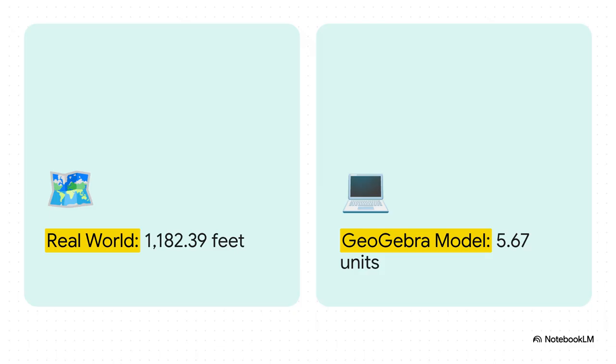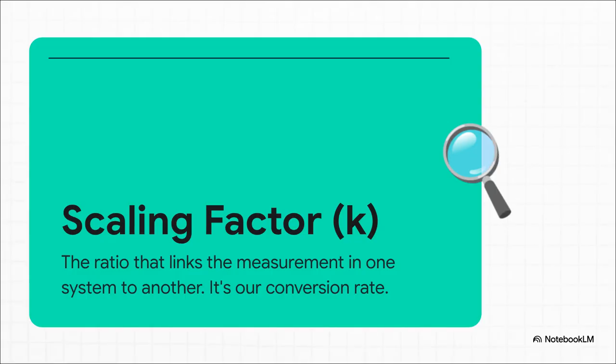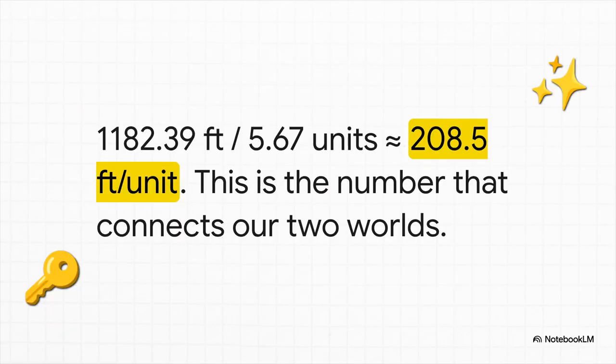We know for a fact that 1,182.39 feet is 5.67 units. This one-to-one comparison, that's the link we've been searching for. This link has a name. It's called a scaling factor. And honestly, the easiest way to think about it is like a currency exchange rate. If you know how many dollars are in 1 euro, you can convert any amount of money, right? Well, same idea here. We just need to figure out how many real-world feet are packed into one of our digital units.